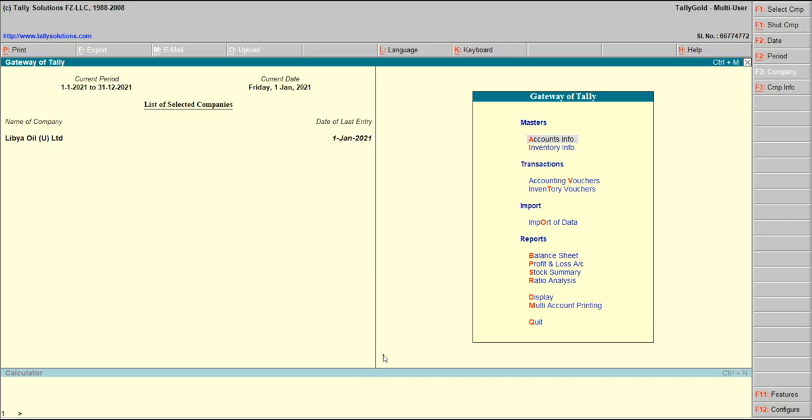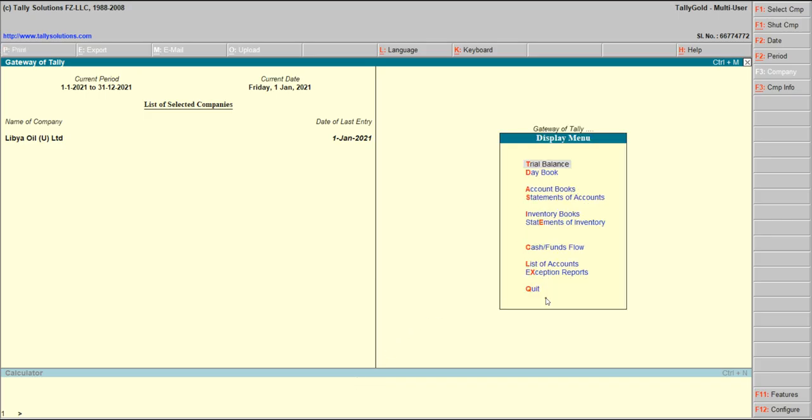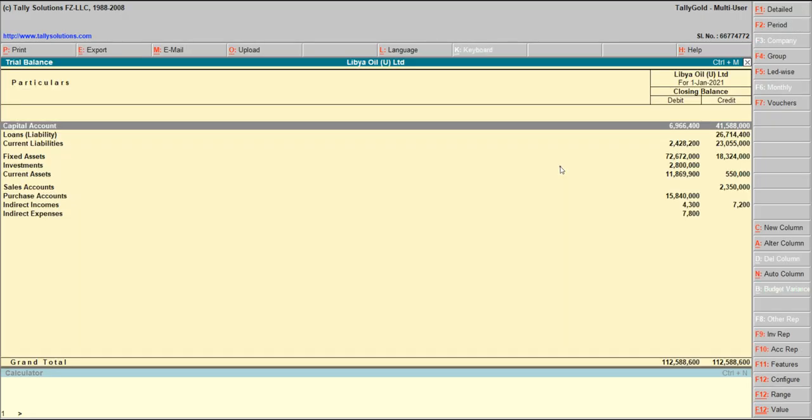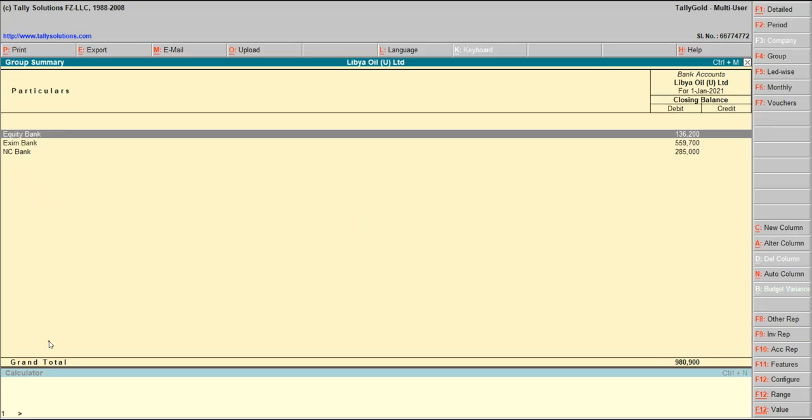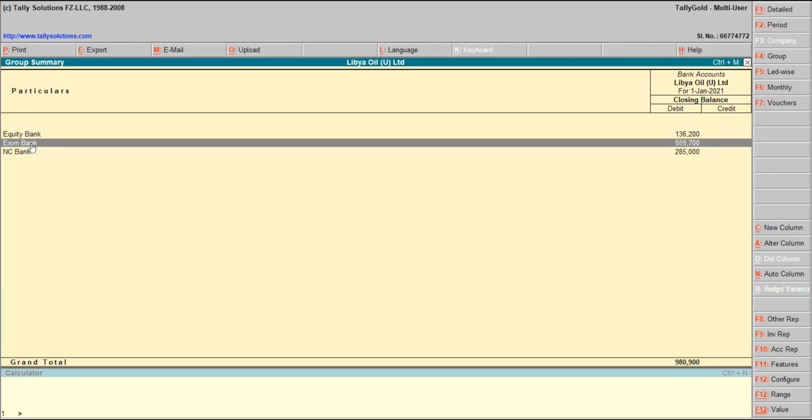To reconcile, go to the Gateway of Tally, Display menu. Then you click on the trial balance. This is a condensed trial balance. We want the detailed one because we want to move to the bank accounts. Enter. We want to reconcile the Exim Bank, so click Exim, then enter.